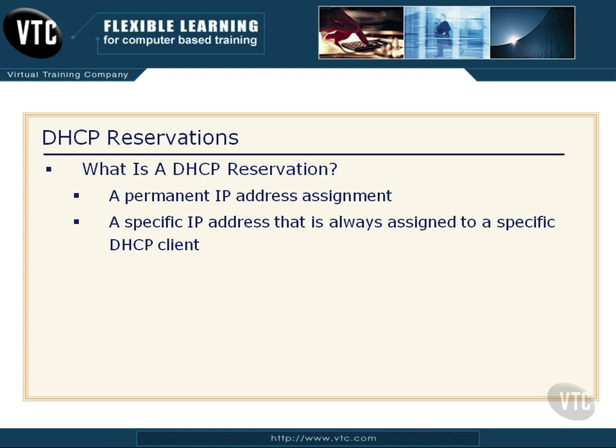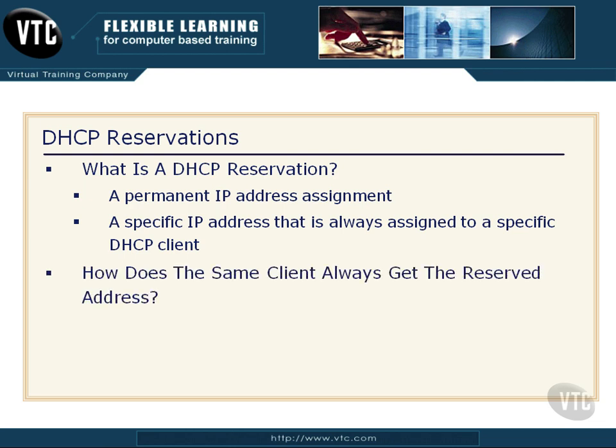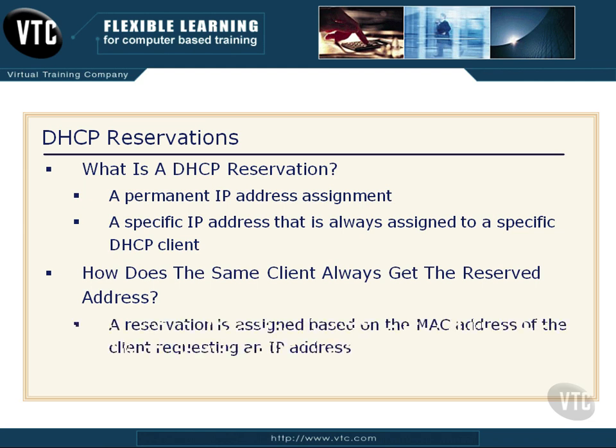An even more simple way of saying that is every time I turn on my machine, it will contact the DHCP server, but the DHCP server will always give it the same address that I've specified with a DHCP reservation. Now, how does that exactly work, and how does that client always get the exact same reserved address? Well, the reservation that I create in my DHCP server is based on the MAC address of the client machine that's requesting that IP address.